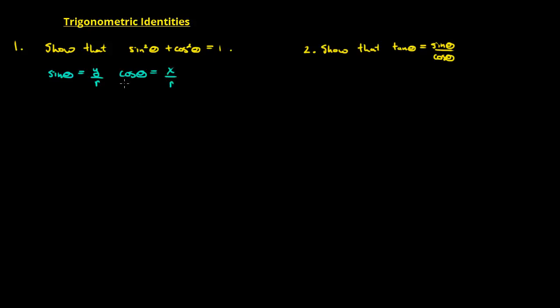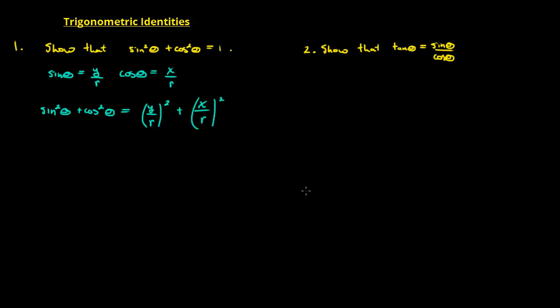Now, we can replace. So we know that sine squared theta plus cos squared theta, we can write in terms of these ratios that we have. So this is equal to sine squared theta would be y over r squared, and cos squared theta would be x over r squared.